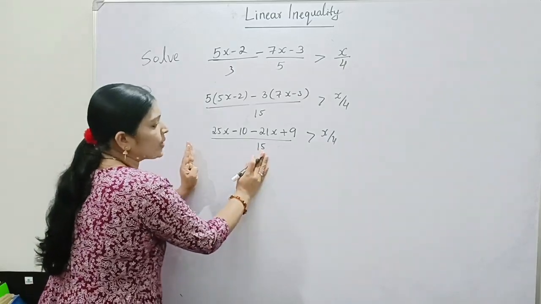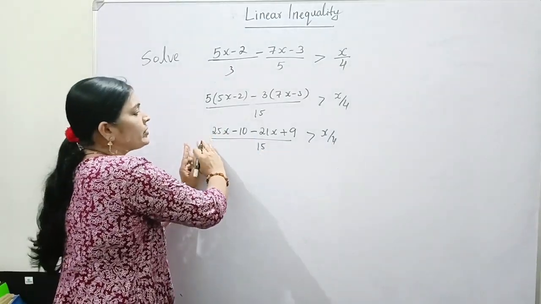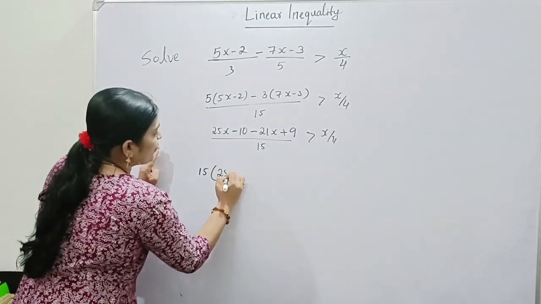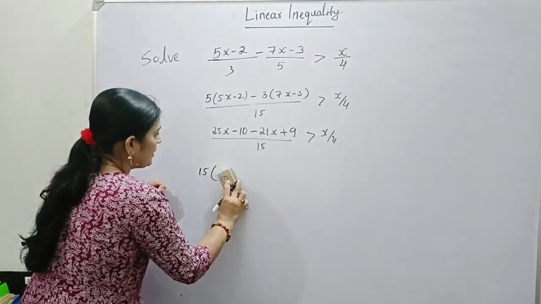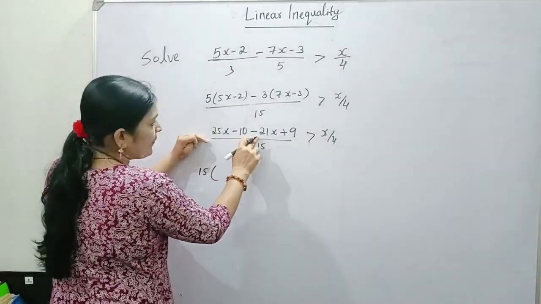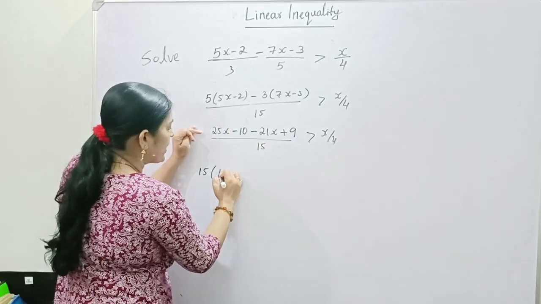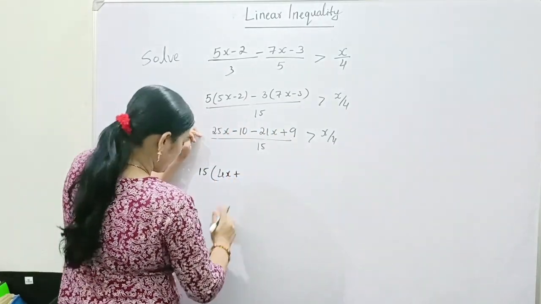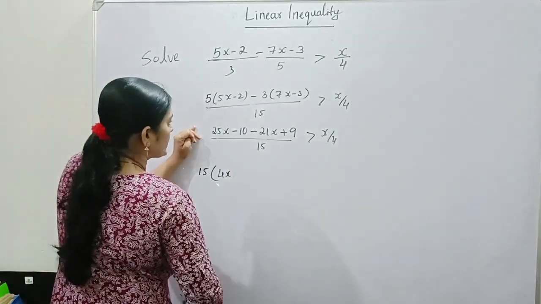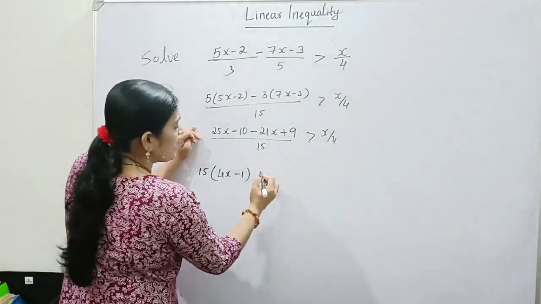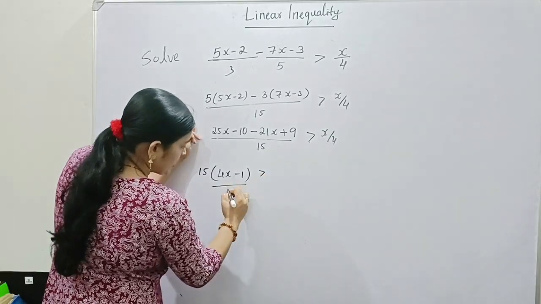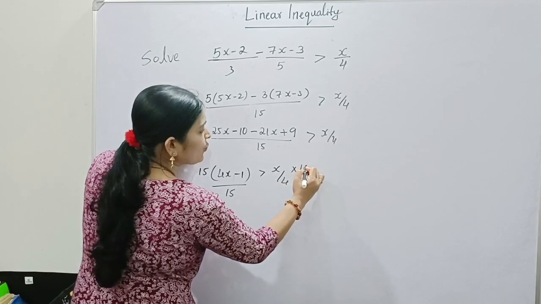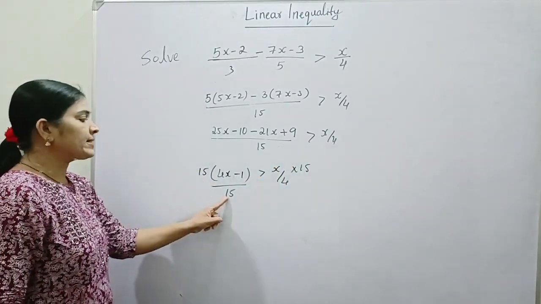So here we have to cancel this 15 by multiplying 15 on both sides, isn't it? So let us multiply 15 into 25x. 25x minus 21x is 4x. Minus 10 plus 9 is minus 1. It is greater than, 15 is here, divided by 15, greater than x divided by 4 into 15. Now it is cancelled.